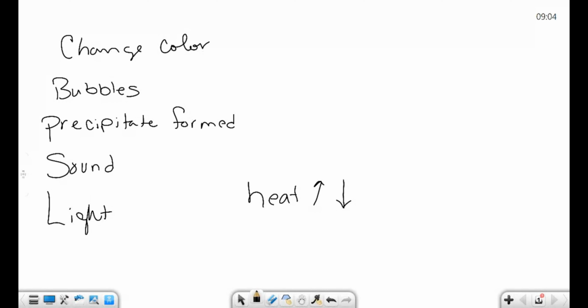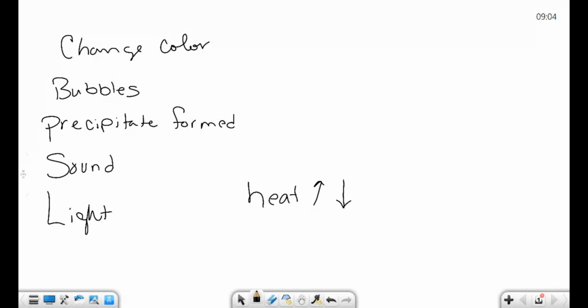We're doing thermochemistry. Thermo means heat, so we're going to talk about the chemistry of heat. Reactions can either give off heat or they can absorb heat. One of the two. They can either feel hot or they can feel cold. Okay? So these are the six things that you're looking for in chemical reactions. Make sure you have those.